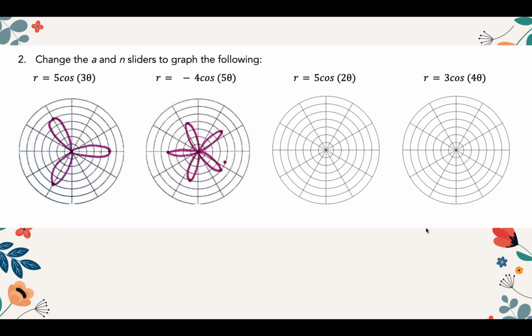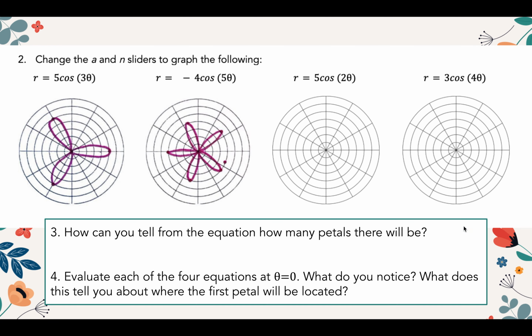All right, now that you have done all 4, there are 2 questions on the bottom, question 3 and question 4. Based on the Desmos and what you have, I want you to try to answer these on your own. So how can we tell from the equation how many petals there will be? And then evaluate each of the 4 equations at theta equals 0. So we're plugging 0 in for theta, and we're finding cosine of that number and then multiplying it by that A value. What do you notice? And what does this tell you about where the first petal will be located?